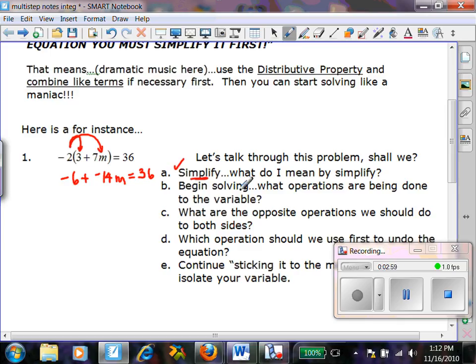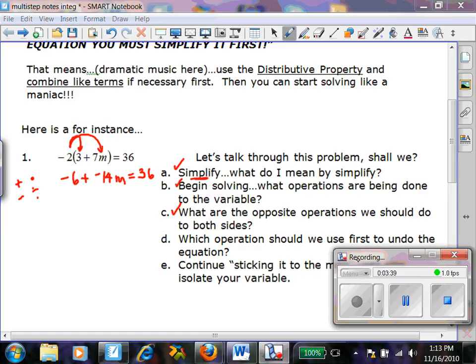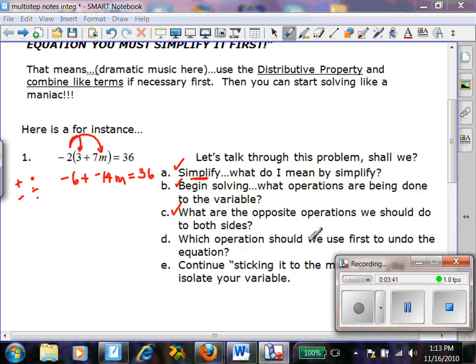Now we're going to begin solving, so we have to think what operations are being done to the variable. Well, if I look, I see a plus sign, so I see addition, and then over here I have -14 times m, so I know there's multiplication. I've identified my operations. So now we have to say, hey teenagers, it's time to rebel. What are the opposite operations that we should do to both sides? Well, the opposite of addition, my friends, is subtraction. And the opposite of multiplication is division. Check. Done that. So now, which of these two operations should we do first to undo the equation?